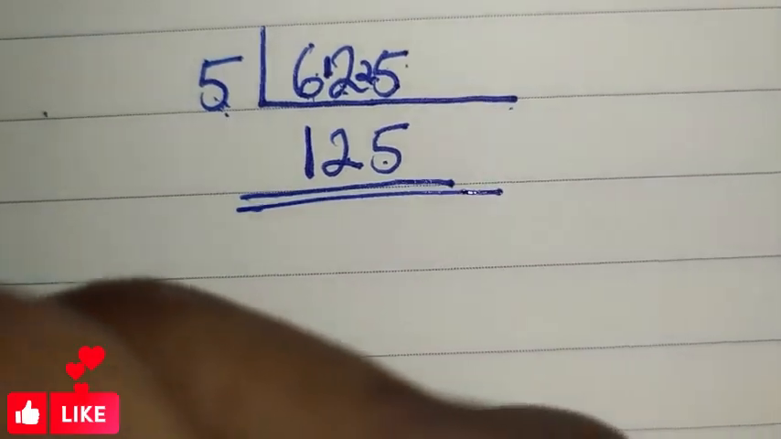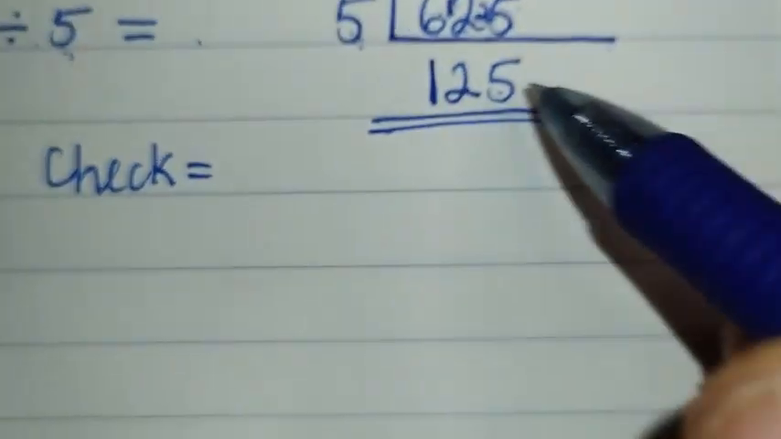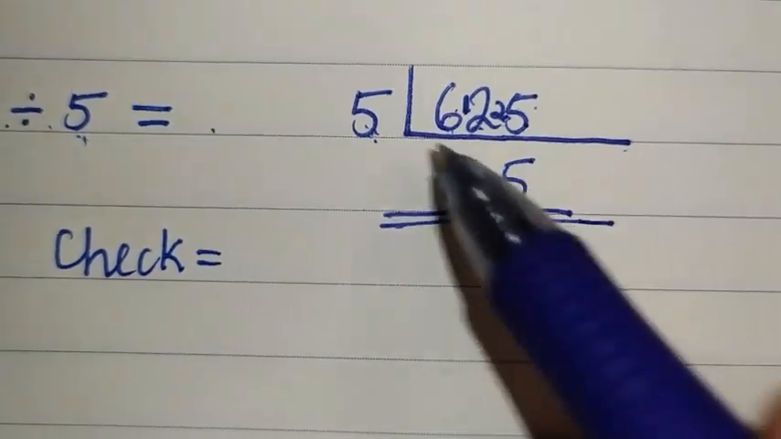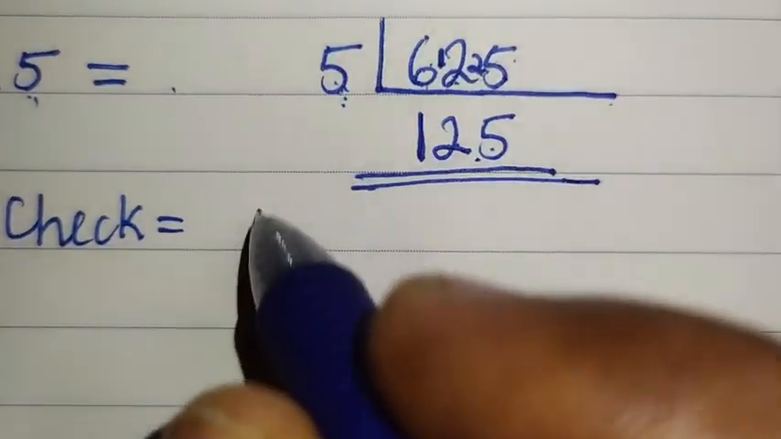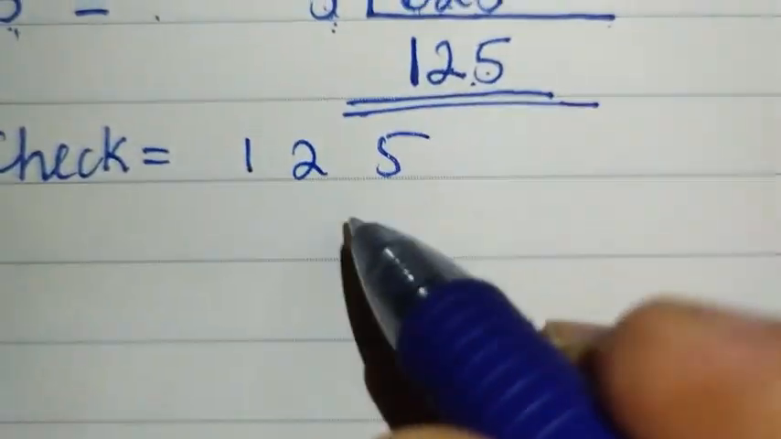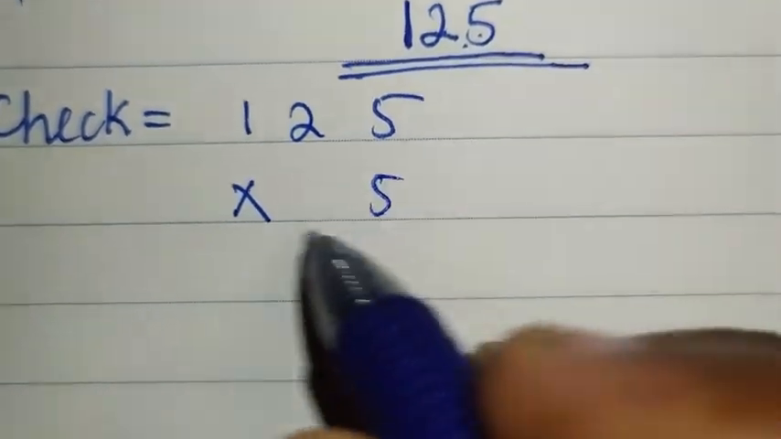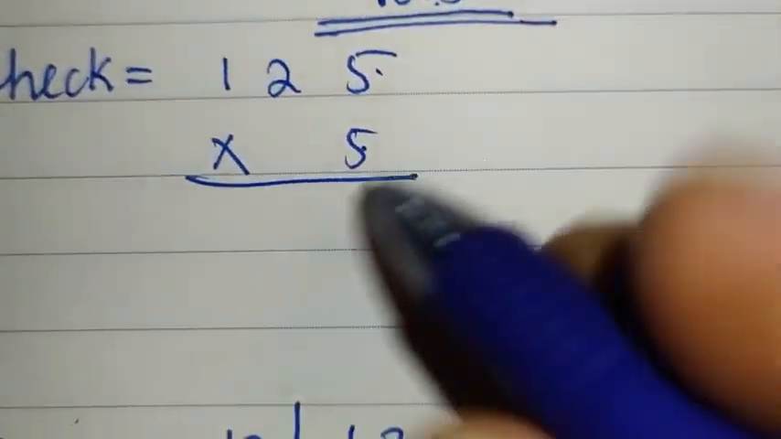125. Again, you could also check your answer by basically multiplying your quotient by your divisor. That means 125 multiplied by 5. So 5 times 5, that will give me 25. I will have 5 and carry up 2.